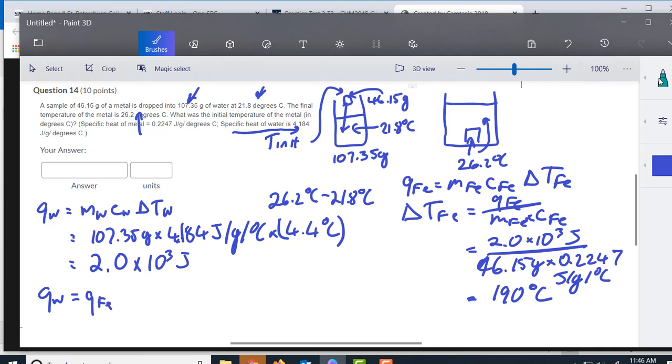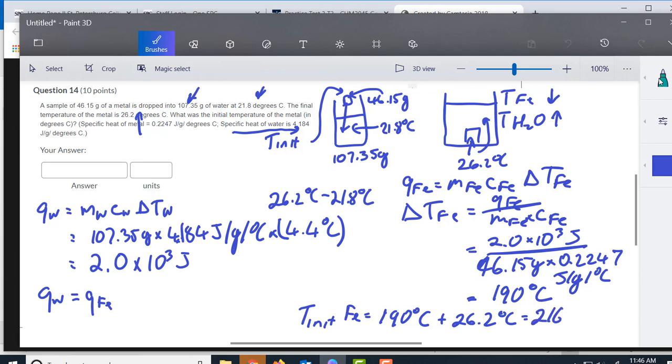Now we've got to figure out what happened to the iron. You'll notice that the temperature of the water went up. So the temperature of the metal must have gone down. What that means is the initial temperature of the iron is going to have to equal 190 degrees Celsius, which was the change in temperature, plus 26.2 degrees Celsius, which is going to come out to be 216 degrees Celsius once we put in the significant figures.